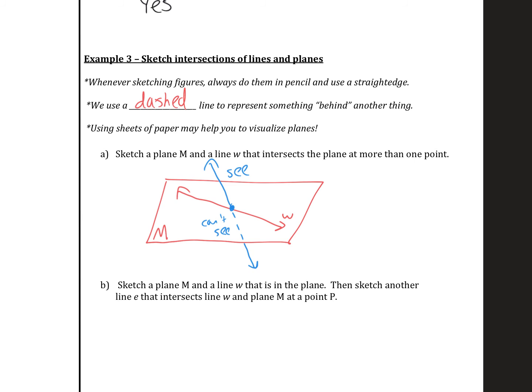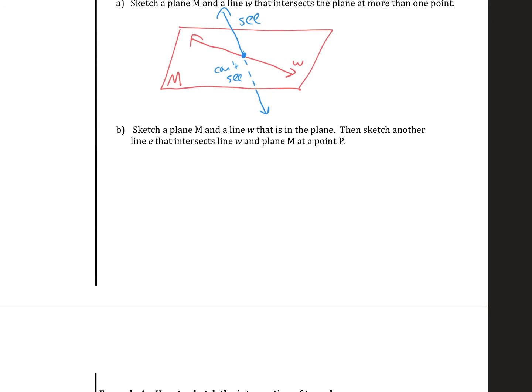The only way for it to intersect the plane at more than one point means that the line has to be on the plane exactly. Otherwise, it would be only touching at one point. Kind of hard to visualize. So make sure you stick with me here, okay? All right, sketch a plane M and line W that is in the plane. Then sketch another line E that intersects line W and plane M at a point P. So it's got a lot going on here.